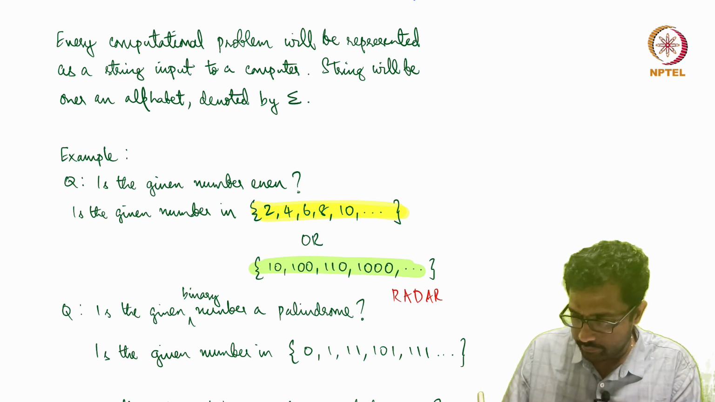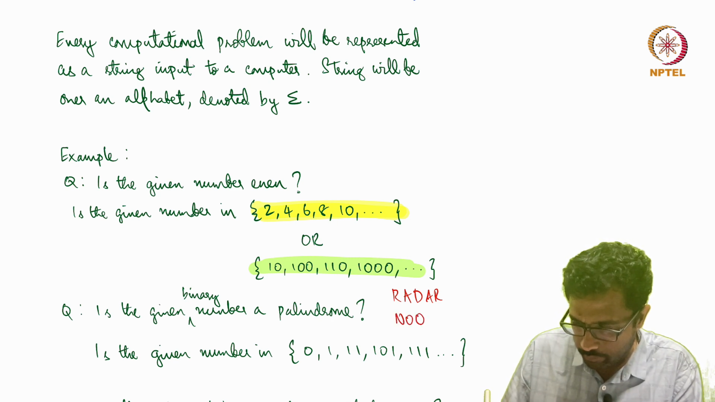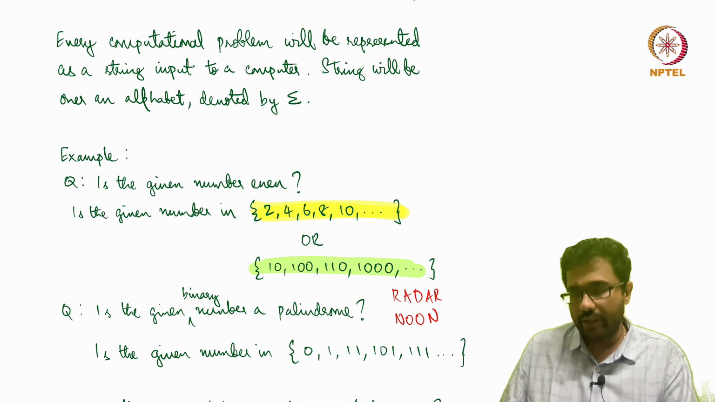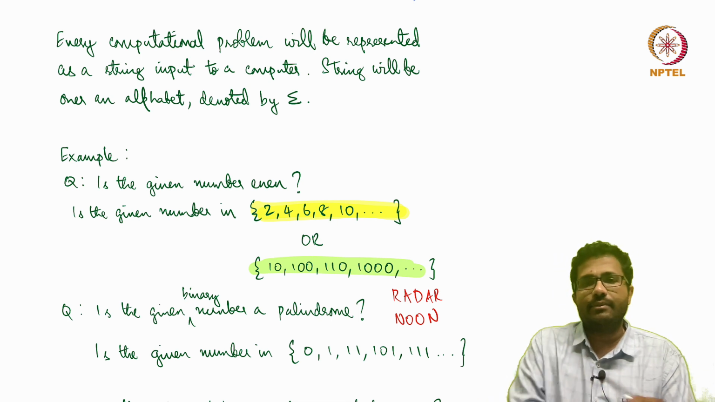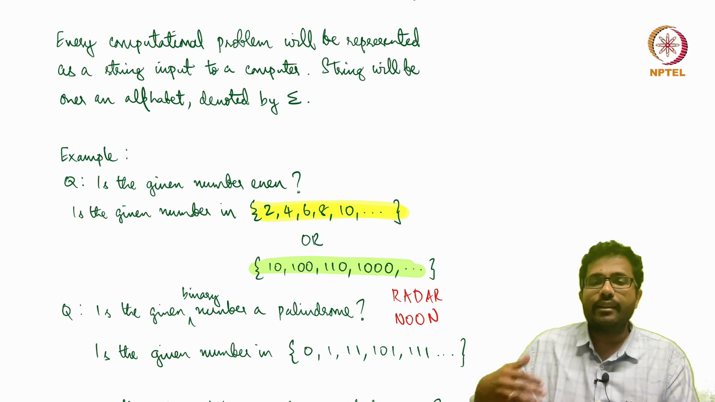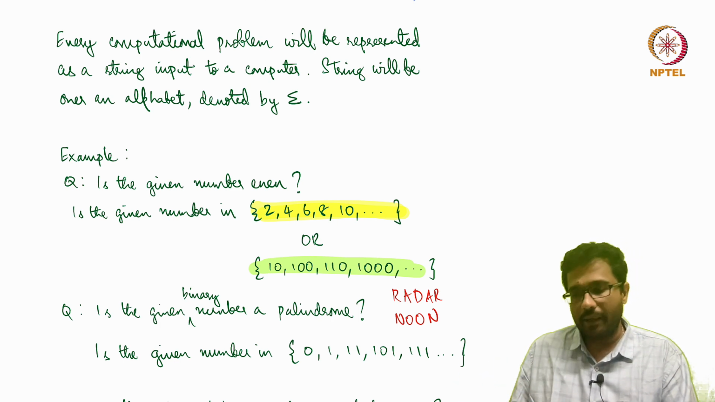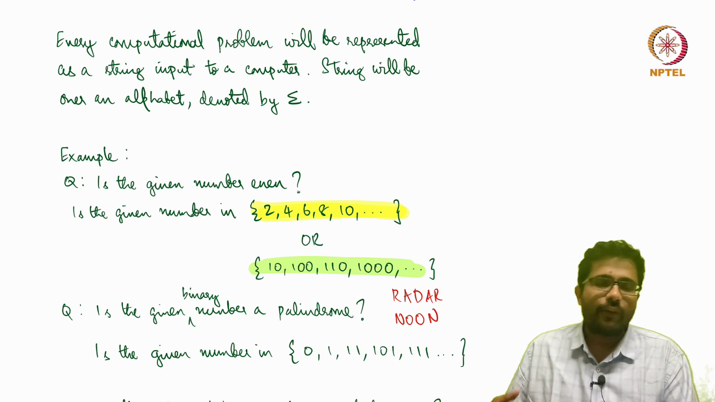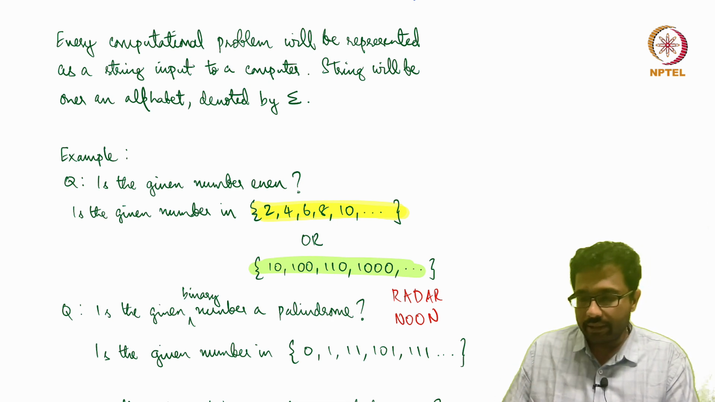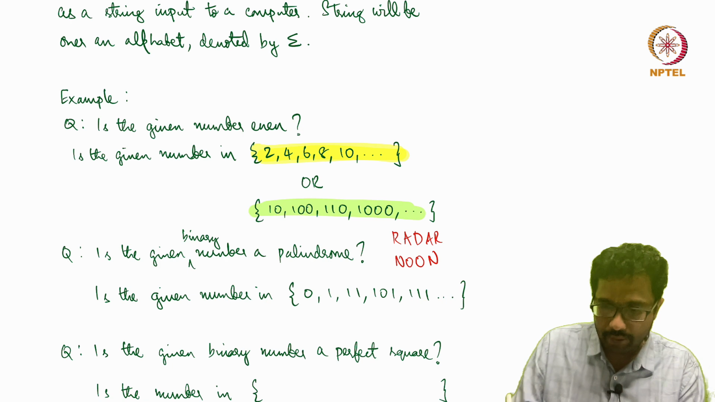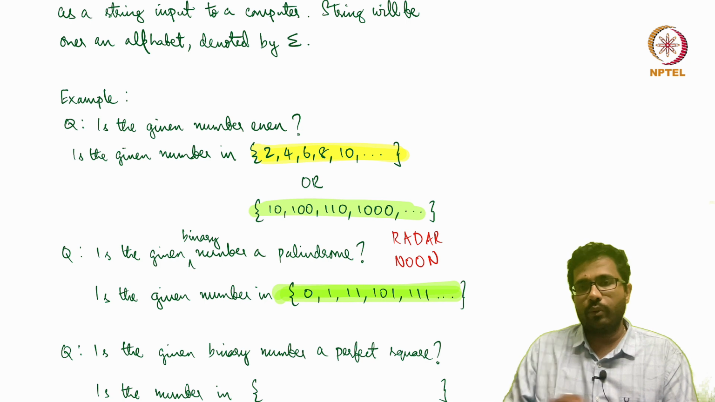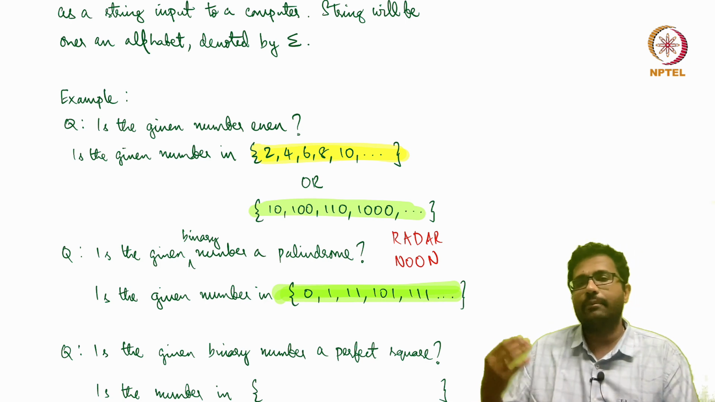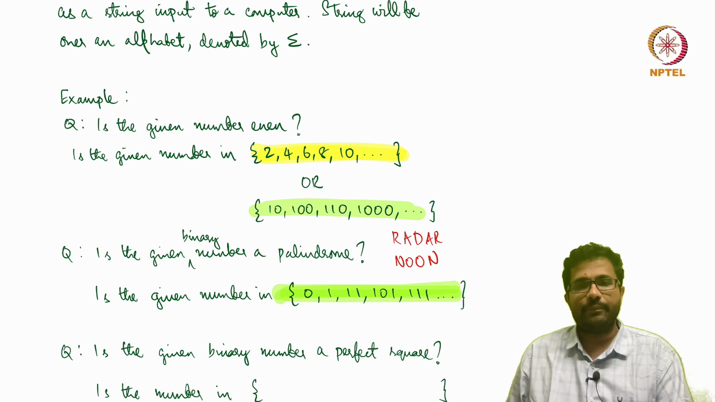Another word, the word noon is a palindrome, NOON. If you read it from left to right or right to left, it is the same. You can even make palindromic sentences, but let me not get into that. So the question is whether a given binary number or binary string is a palindrome. Another way of asking is, is a given number in the following set, which is a set of all palindromes: 0, 1, 11, 101, 111, etc. Does it belong to the following set?